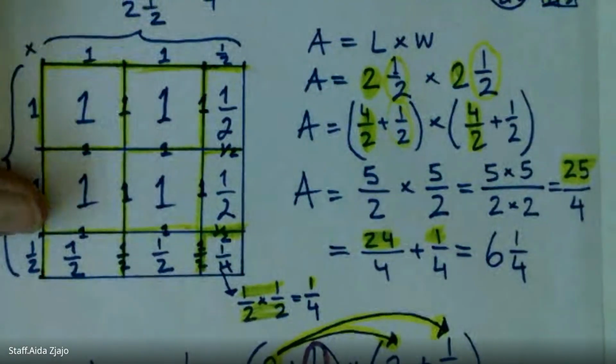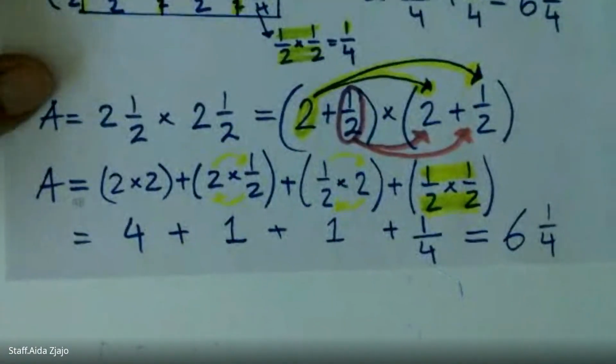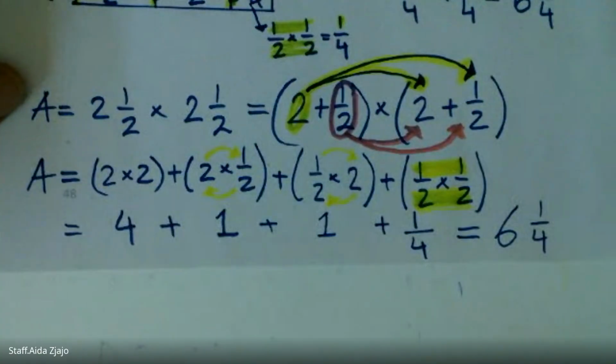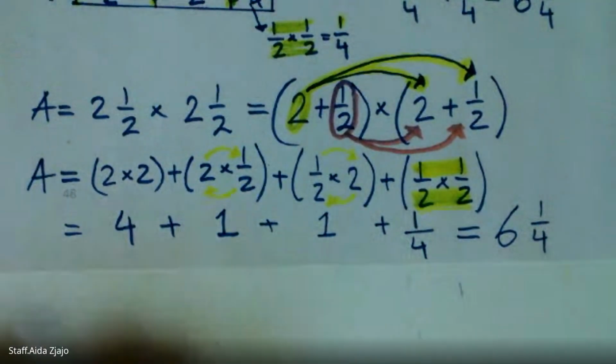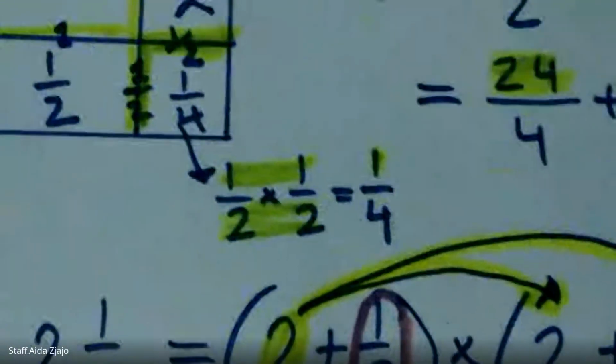And that is exactly the same as the area with the picture, changing the wholes into parts and multiplying, or using distributive property and multiplying. Okay, so that is 6 1/4 inches. And this was exit ticket lesson 11.